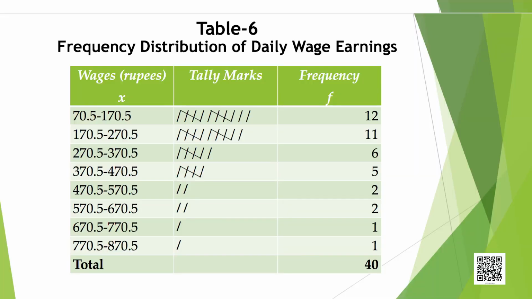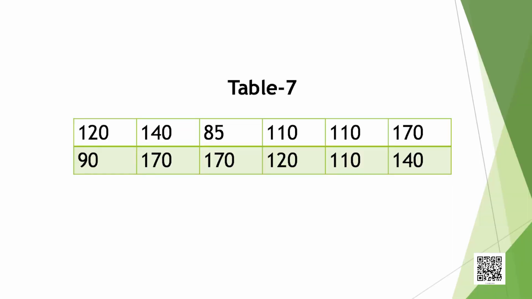In this table, there are 12 values in the class 70.5 to 170.5 which are shown in table 7 on the screen. We assume them all to be equal to the middle value, half of 70.5 plus 170.5, which is equal to 120.5 of the class interval. Thus, the error of grouping in each case is shown in table 7 on the screen.